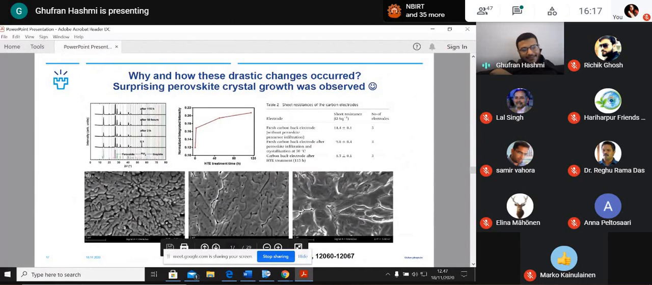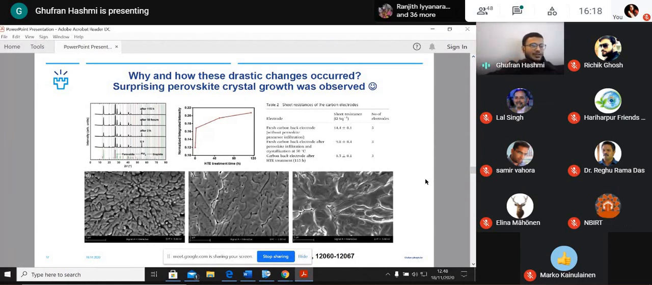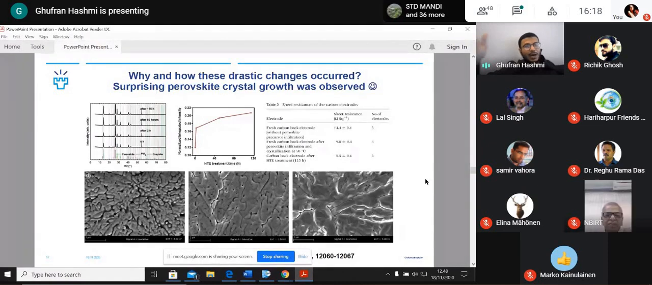What happened was that when the perovskite initially crystallized, it formed small chunks. And over the period of this humidity exposure, they started merging together and forming large crystals. We were shocked: how is it happening? But what we realized is that this carbon is hydrophobic by nature, so it repels whatever moisture was created in this chamber. However, because it's a porous structure, it was allowing it.